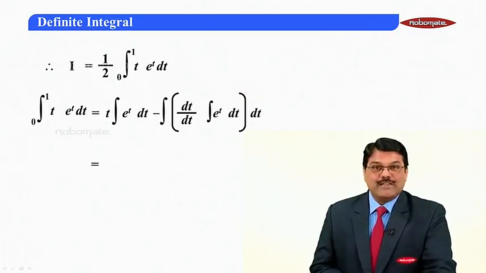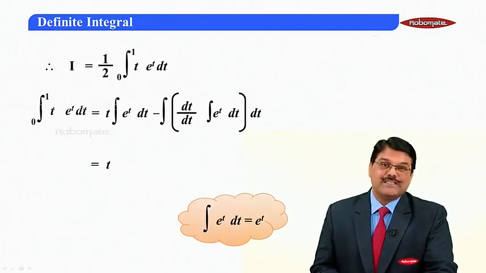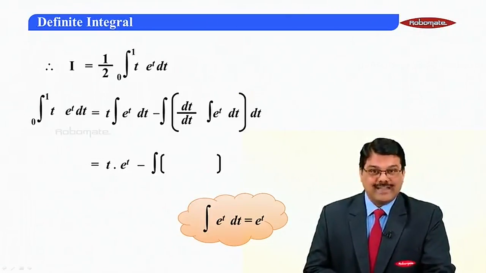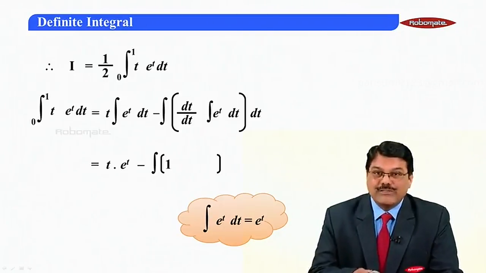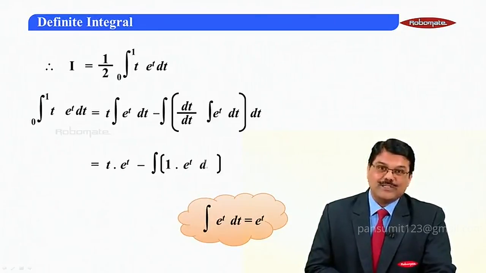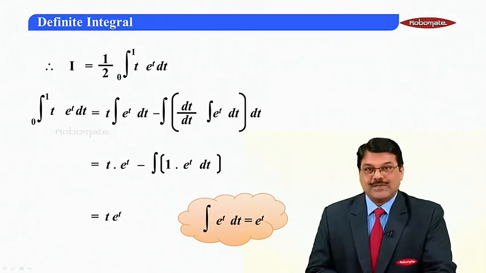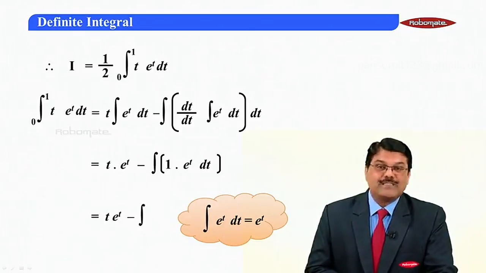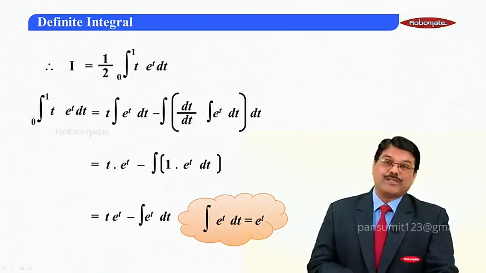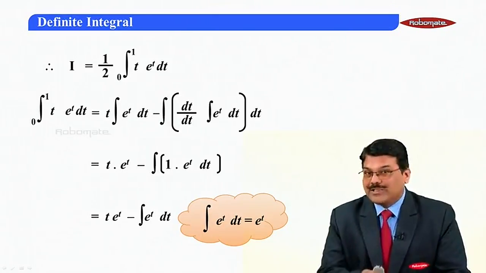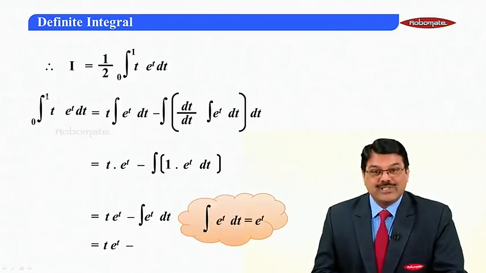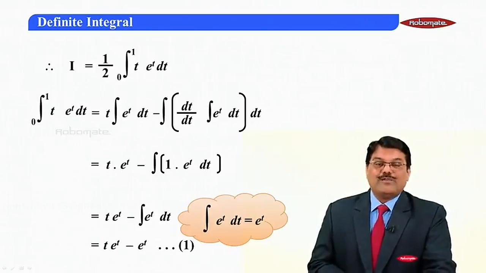So the next step, t will be as it is, integration of e raised to t is e raised to t, right, minus derivative of t with respect to t, that becomes 1, into again integration of e raised to t with respect to dt is e raised to t. So I'm writing 1 into e raised to t with respect to dt, right? See the next step. The first term t into e raised to t will be as it is, minus integration of, inside the bracket, 1 into e raised to t, that becomes e raised to t with respect to dt. And you know integration of e raised to t is what? E raised to t. So I can write it as t into e raised to t minus e raised to t, right?